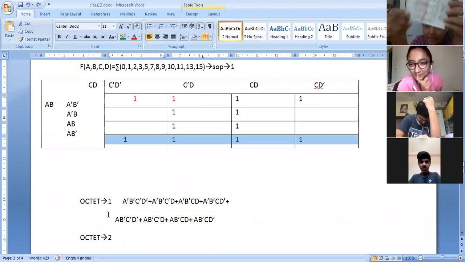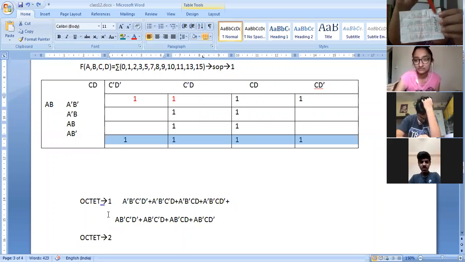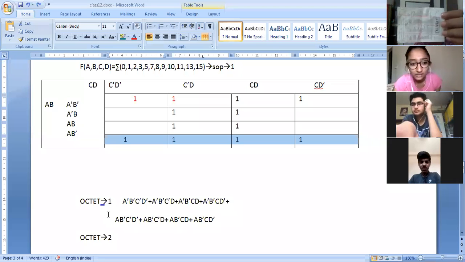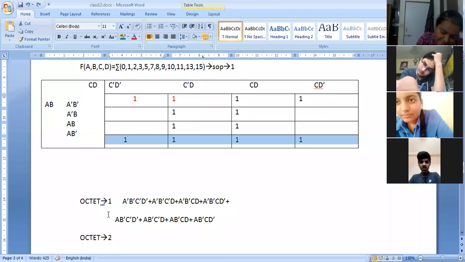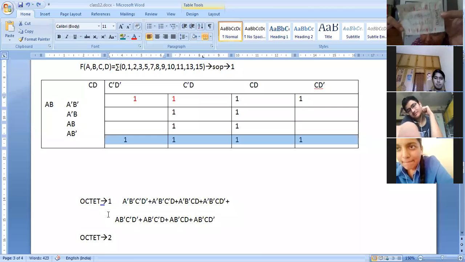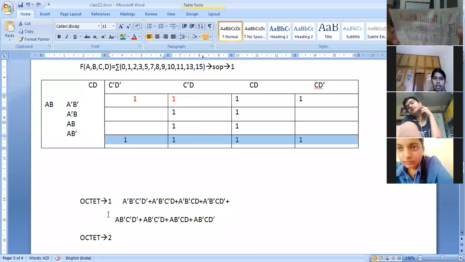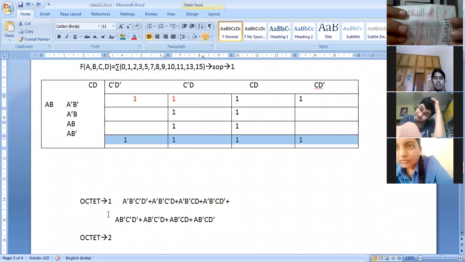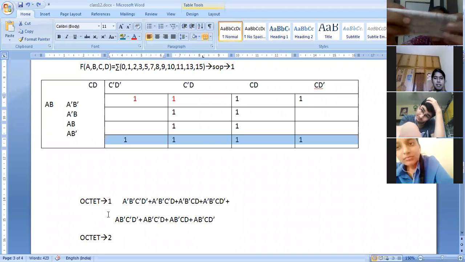Can you see the ones here? Four ones. Can you see the four here? Now can you see the ones in the first row and last row? Now it is clear, right? Yes. Now I am rolling this map over like this.